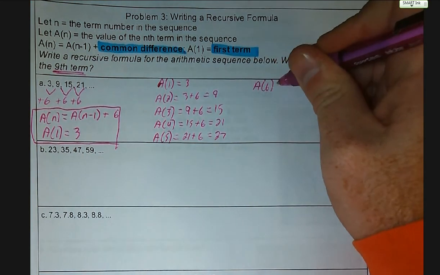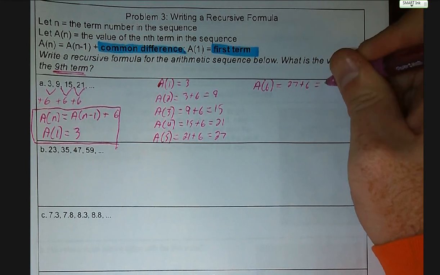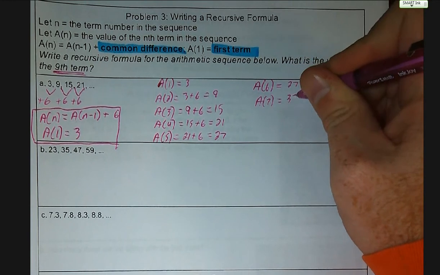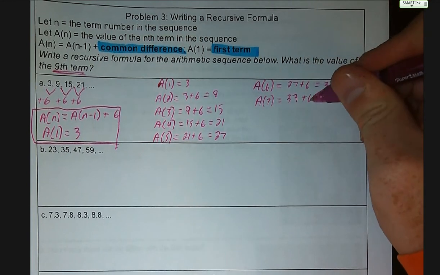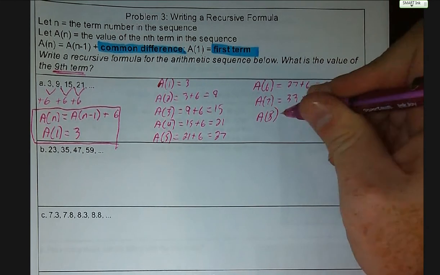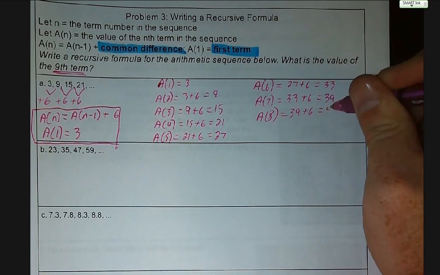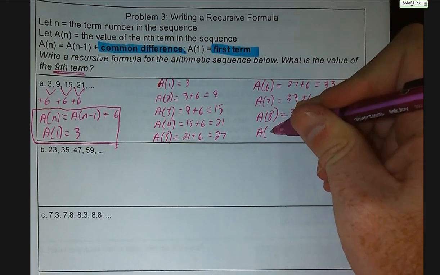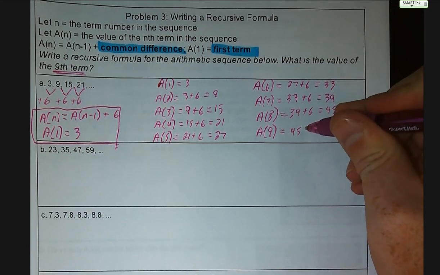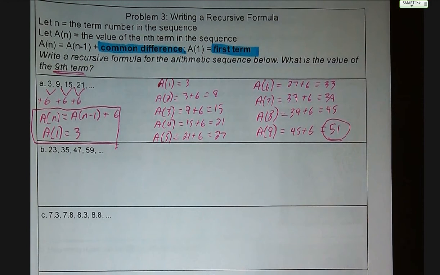So your sixth term would be 27 plus 6, which is going to be 33. Your seventh term would be 33 plus 6, which is 39. Your eighth term would be 39 plus 6, which is going to give you 45. And then your final term, your ninth term, is going to be 45 plus 6, which is 51. And that is the ninth term that we were looking for. A lot of work to get there.